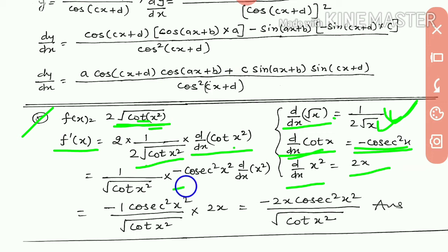So here you will get the first part as it is, 2 you can cancel, and minus cosec square x square you get. Now the x square differential is 2x, so you can write here 2x. Now you write in a proper order, you will get minus cosec square x square into 2x upon root cot x square. So you write 2x at the start: minus 2x cosec square x square upon root cot x square.